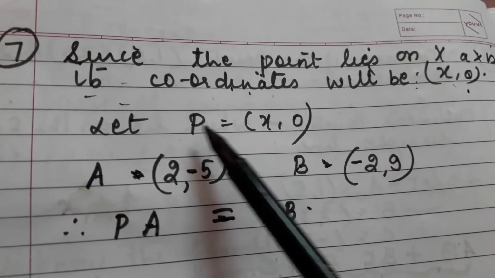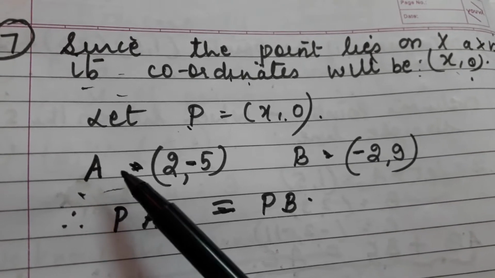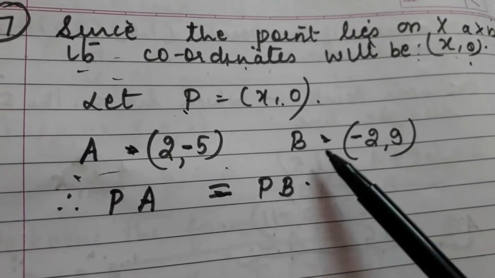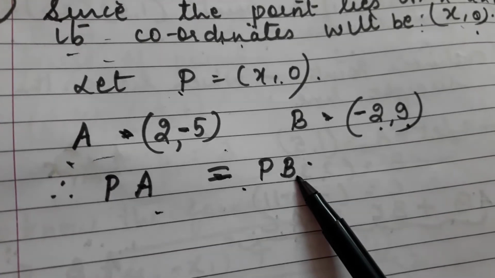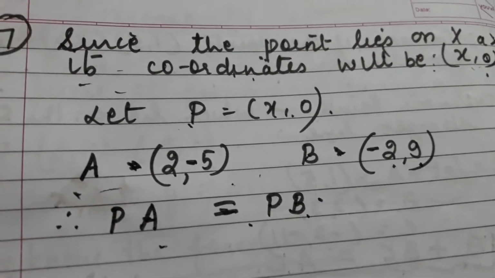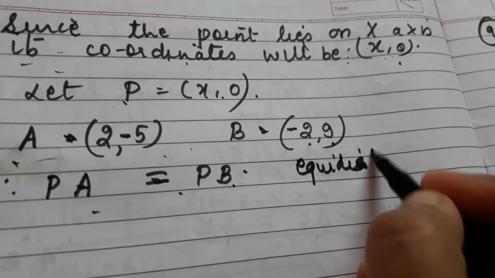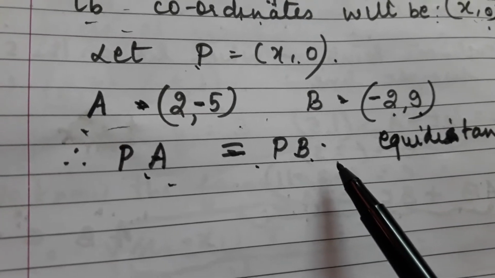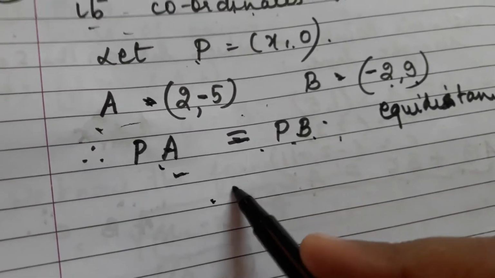Let us assume that point is P(x, 0), A is already given to us, that is (2, -5), and B is (-2, 9). Now we have to prove that PA should be equal to PB, because they are saying the point on the x-axis is equidistant. When I say the word equidistant, it means the distance is equal from both the points. So therefore you have to find PA and PB by the distance formula, and when you find the answer, you will get the value of x.